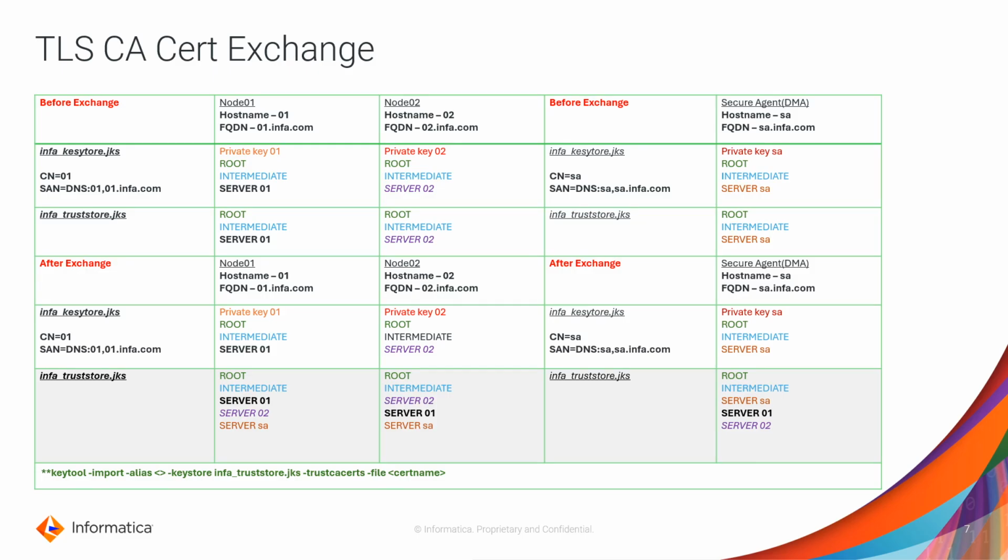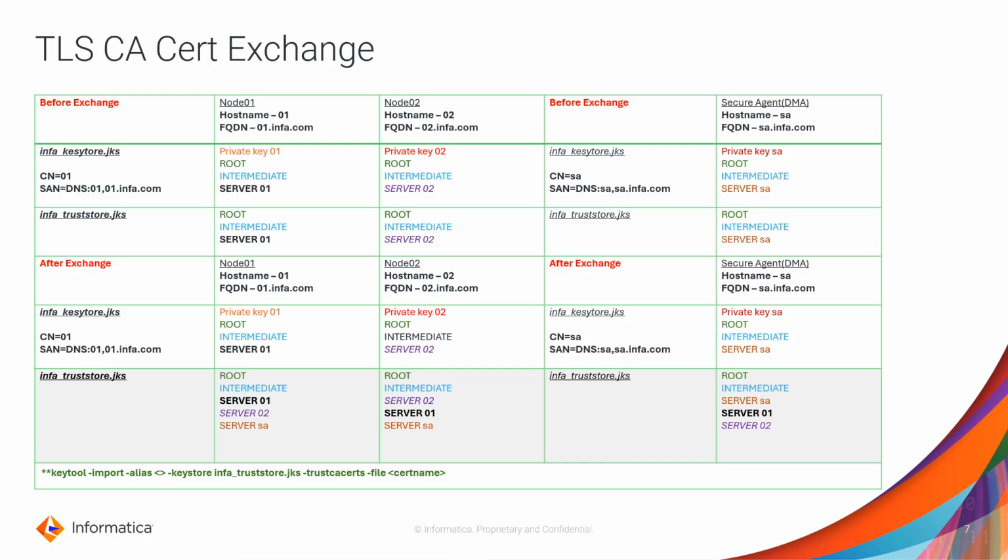So the trustor contains only the chain of certificates. Now the content of node 1 trustor is root, intermediate, and server certificate. Node 2 is root, intermediate, and server certificate that belongs to node 2. And the secure agent has root, intermediate, and server certificate that belongs to the secure agent host. Now this configuration or content is before the certificate exchange between the trustor JKS of secure agent and the CDI-PC domain.